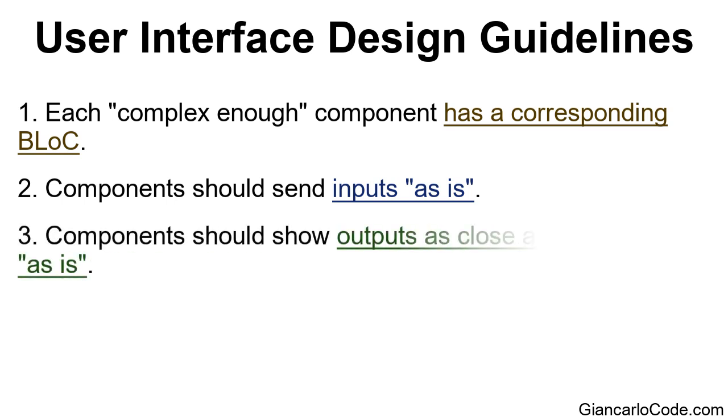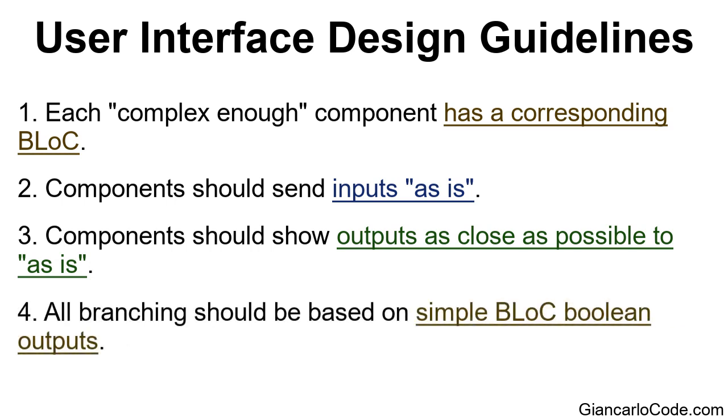Third, components should show outputs as close as possible to as is. For example, if you have a numerical value that needs to be displayed in a specific format, you will do it in the bloc so that the component only shows it. Fourth, all branching should be based on simple bloc Boolean outputs. For example, if you want to display a widget only if the bloc output is true.